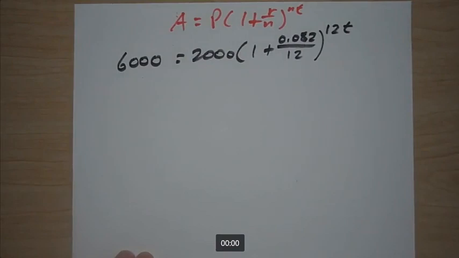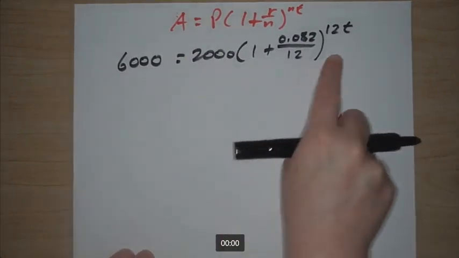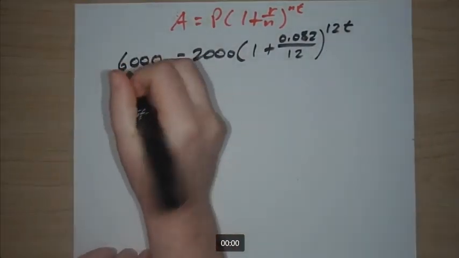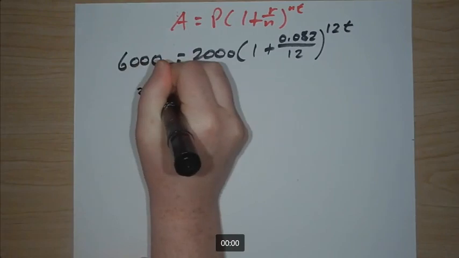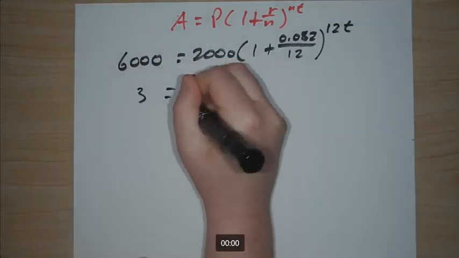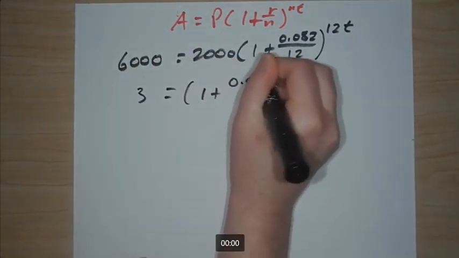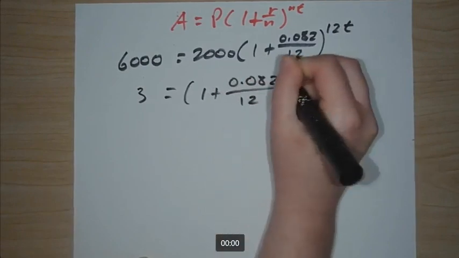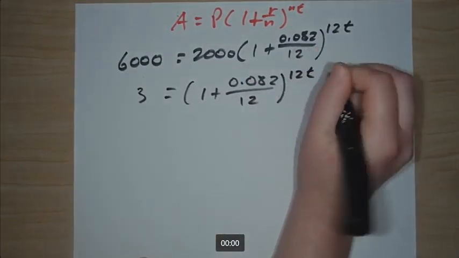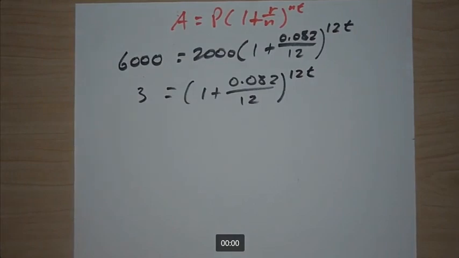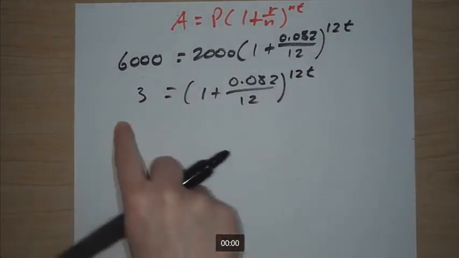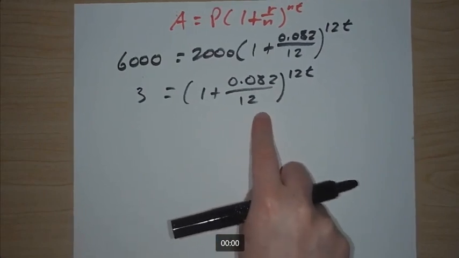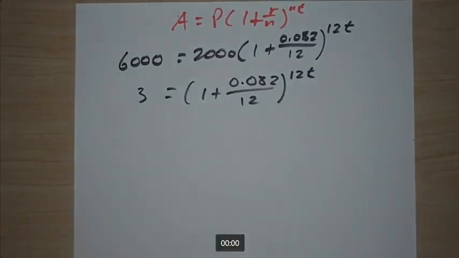So first off, we're going to divide each side by 2,000. Try and get T alone. So 6,000 divided by 2,000 is 3. So you have 3 is equal to (1 plus 0.082 over 12) to the 12t. And this is when you may get stuck, because how do we bring down the t when this is not a natural base of e or anything like that?